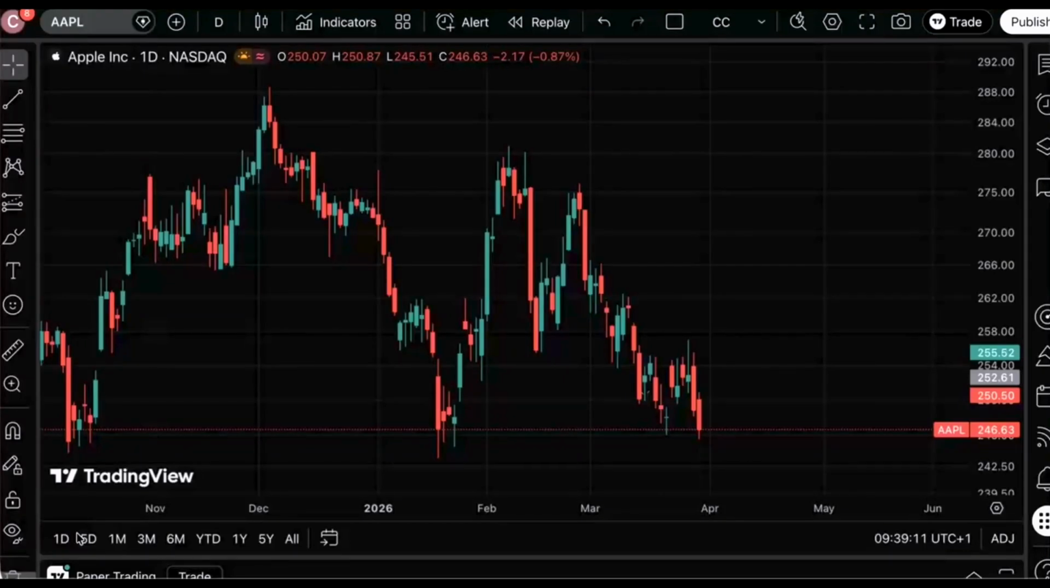How to draw Fibonacci retracement in TradingView. If you've ever wondered how professional traders know where price might reverse, Fibonacci retracement is one of the most powerful tools most traders use. In this video, I'll show you how to draw Fibonacci retracement, how to avoid beginner mistakes, and how traders actually use it to find high probability trades.